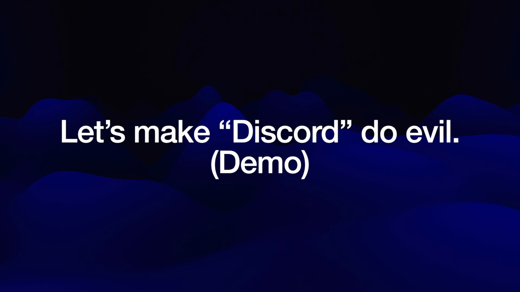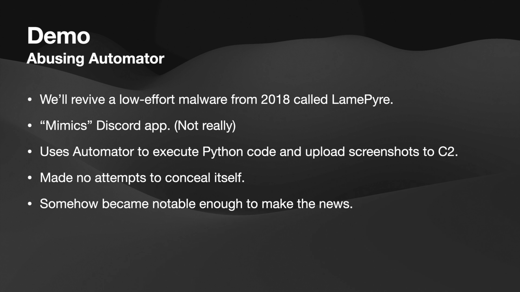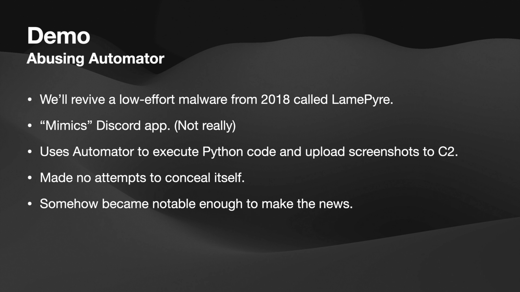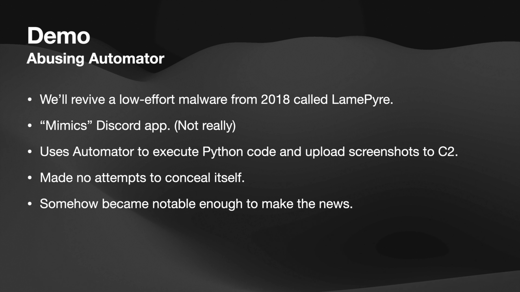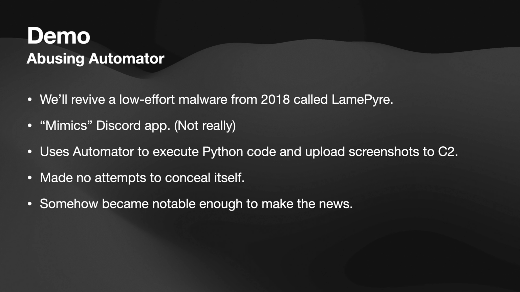So the second half of this demo is interactive, so I hope you are paying attention, because when we hit the lab portion, you're going to have to use what you learned here. So for the demo, we're going to be abusing Automator, and we decided to remake Lamepire. It's a really low effort malware, well, spyware to be more particular, from around 2018. It's notable for being really bad, yet somehow big enough of a problem to make the news.